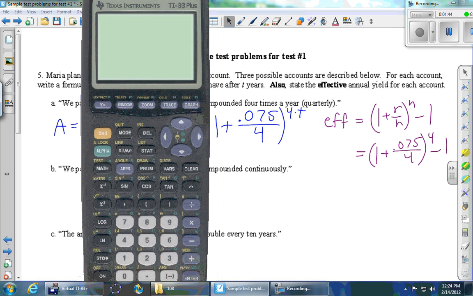So we're doing parentheses, 1 plus 0.075 divided by 4, close parentheses, raised to the 4th. And then subtract off the 1 from that number. And we get our answer is a little bit over 7.7%.